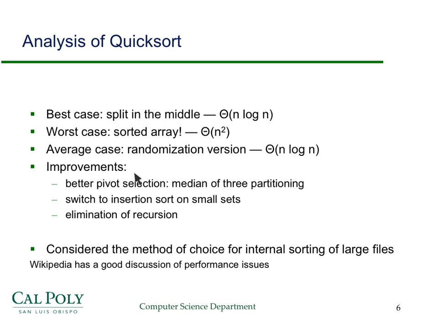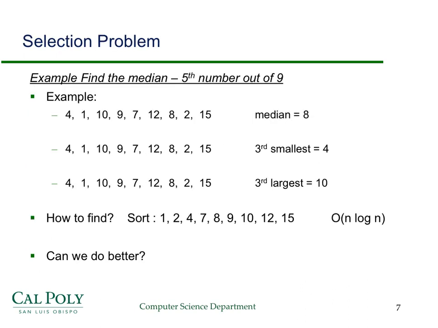So to get the improvements here, you have to have good pivot selection. There are a number of different ways that people do it. You can just pick the pivot randomly, or you can do median of 3 partitioning or median of medians partitioning. It's pretty essential that you switch to insertion sort on small sets so you don't have a lot of recursion calls on very small subsets, and this helps to eliminate the recursion. Again, it's considered to be the method of choice for internal sorting of large files in most cases.